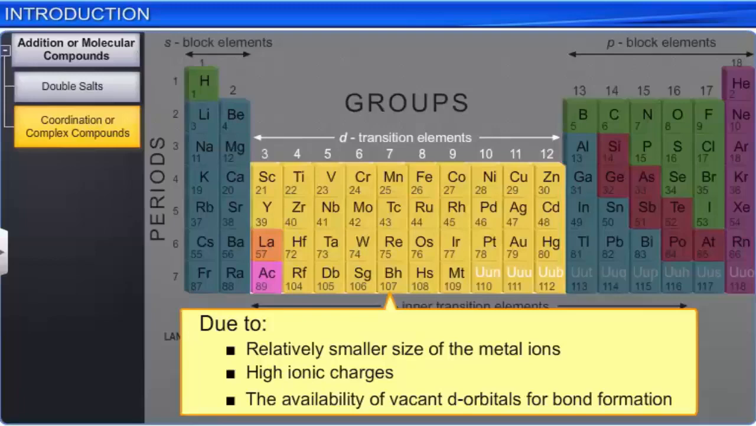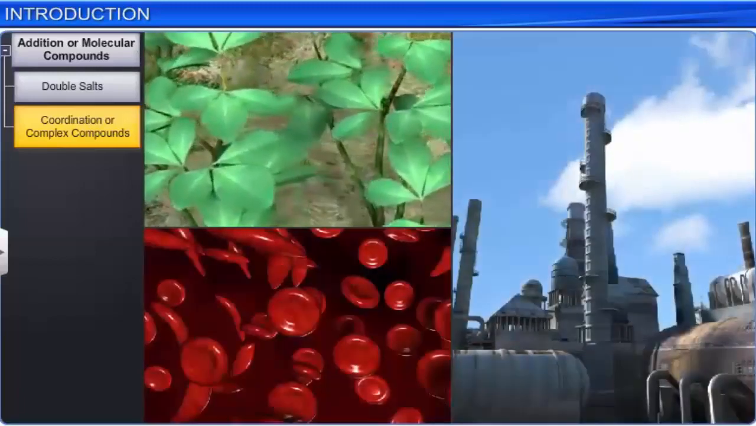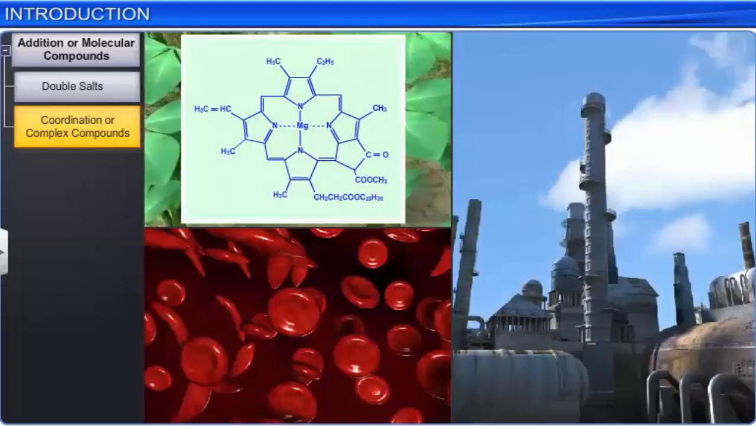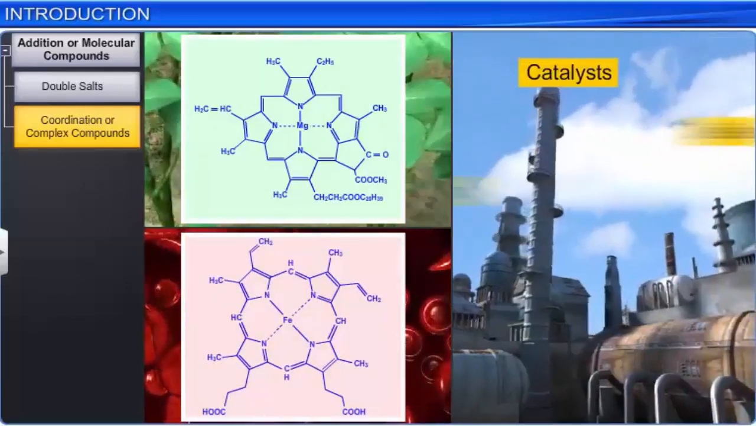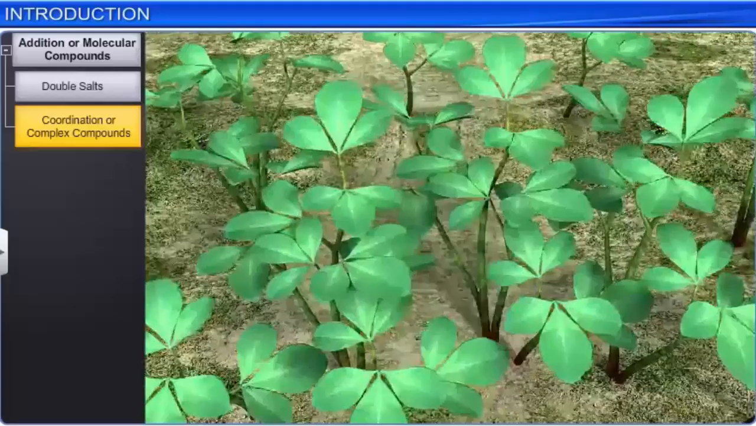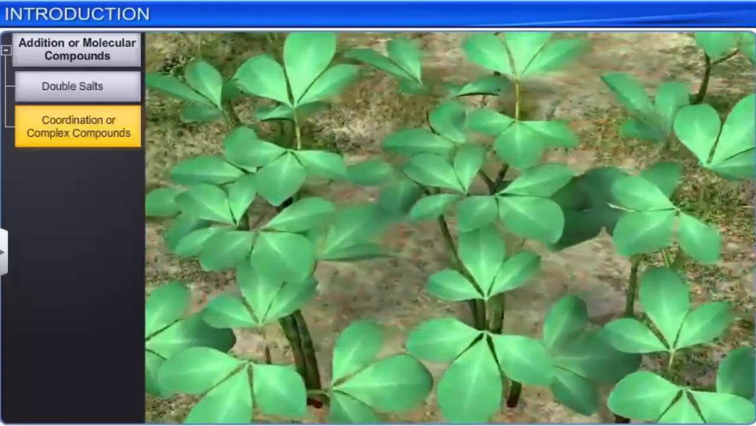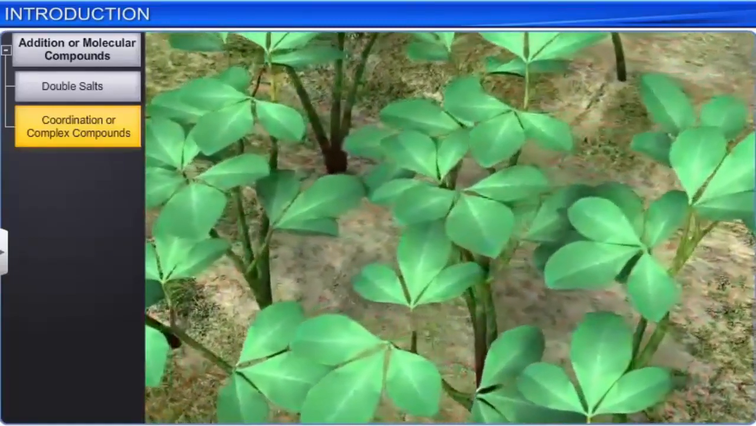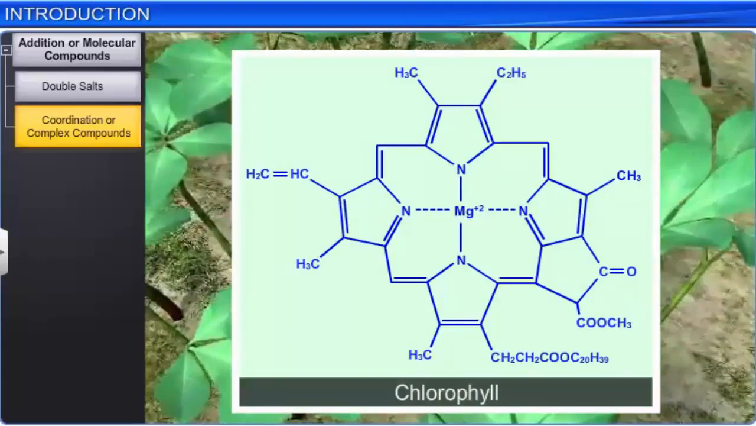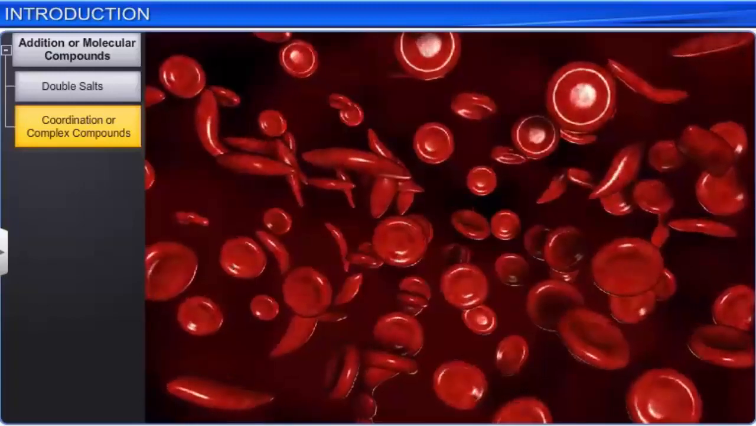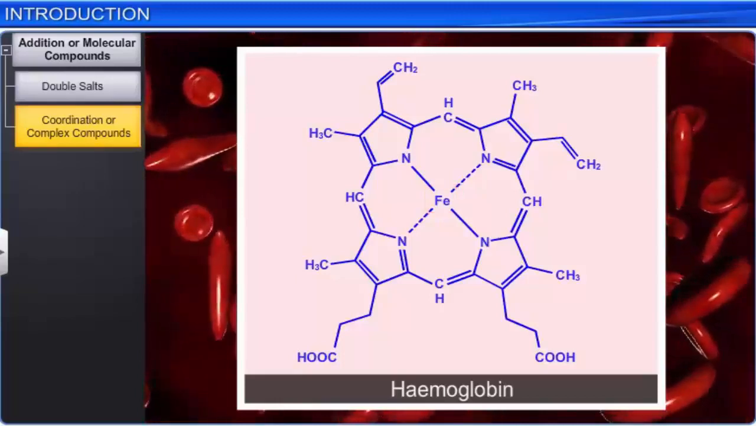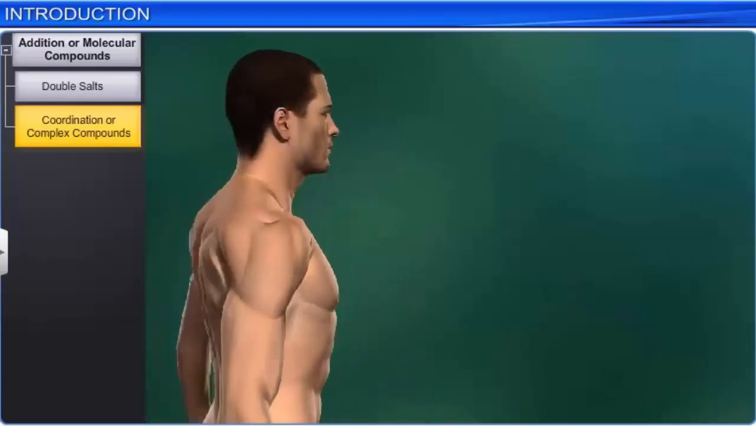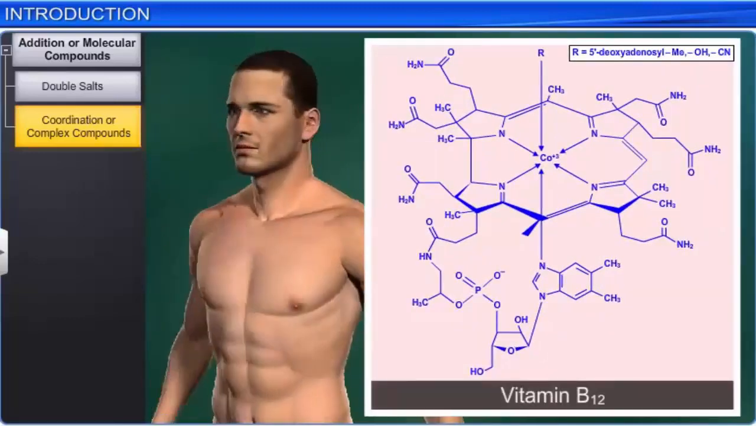Coordination compounds form the backbone of modern inorganic and bioinorganic chemistry and chemical industry. Naturally occurring complex compounds are vital to living organisms. For example, chlorophyll is a coordination complex of magnesium. Hemoglobin is a coordination complex of iron, while vitamin B12 is a coordination complex of cobalt.